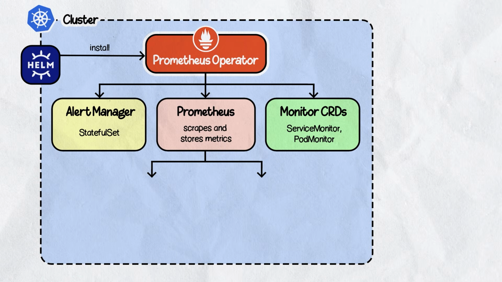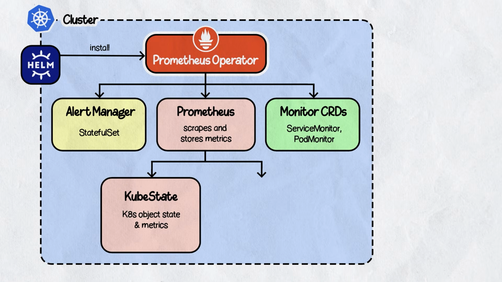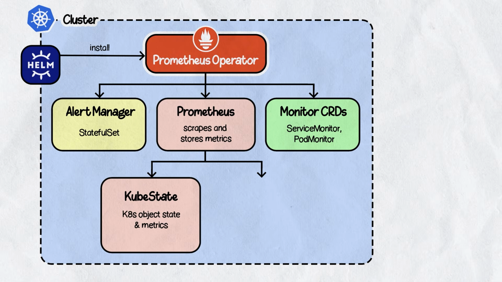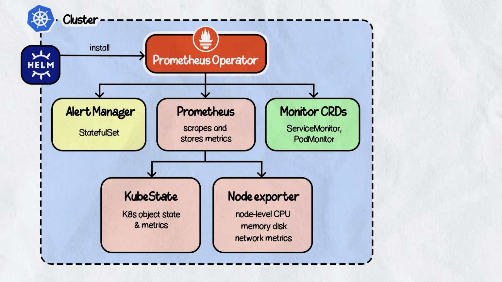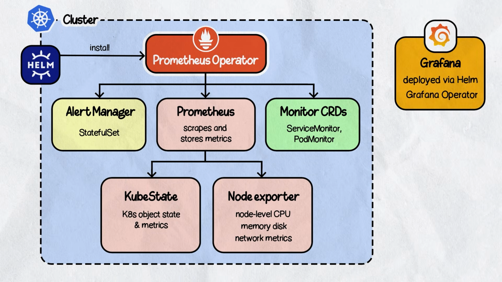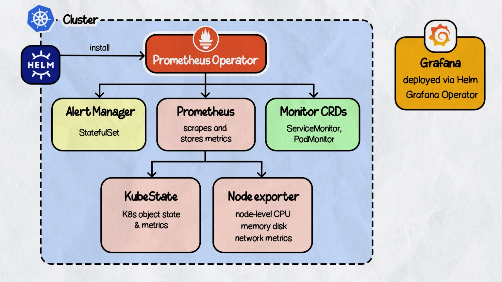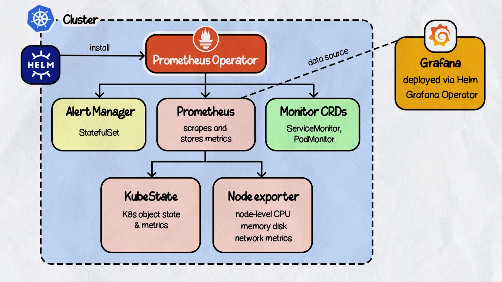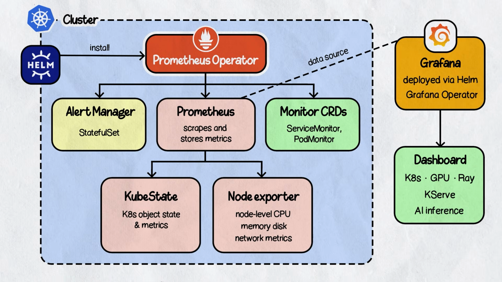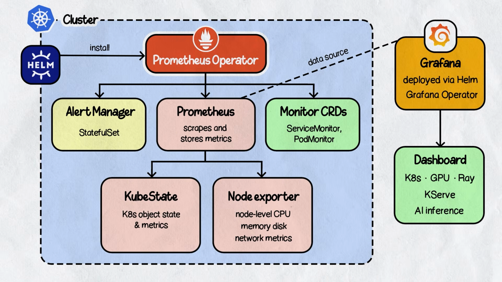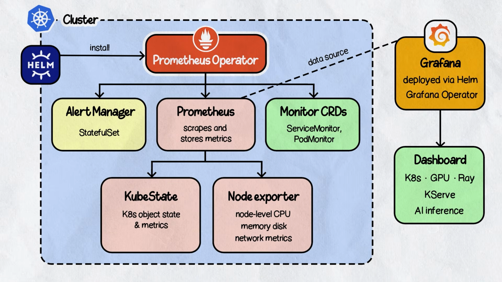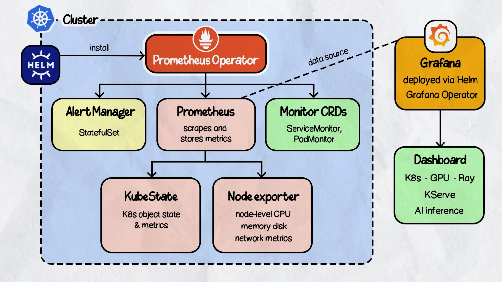Here there are two components. Kube-state-metrics exposes Kubernetes object and state metrics, while node exporter exposes node-level CPU, memory, disk, and network metrics. Grafana gets deployed separately via Helm or the Grafana operator, and it connects to Prometheus as a data source. Dashboards then visualize Kubernetes, GPU, Ray, KServe, or any AI inference metrics scraped by Prometheus.